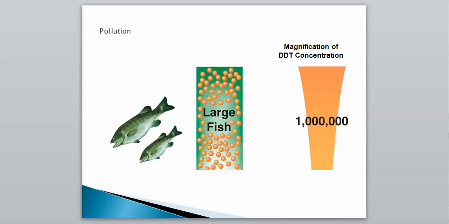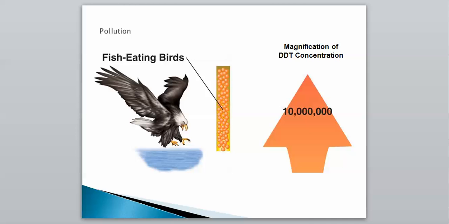And then the last step, the one that was at the most threat from this DDT, are big fish-eating birds, the bald eagle being an example, and now we have up to 10 million times more inside the bald eagle because the bald eagle is constantly eating the big fish that have a ton of DDT inside them. So the big fish-eating birds, again the example being the bald eagle, all have a ton of DDT inside them. This is a really important concept, and you're going to need to be able to explain that.